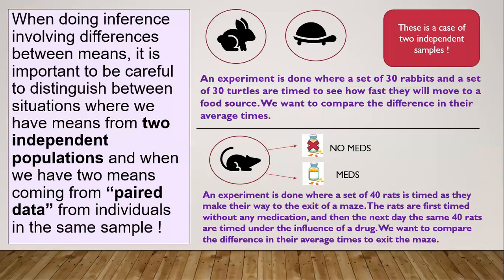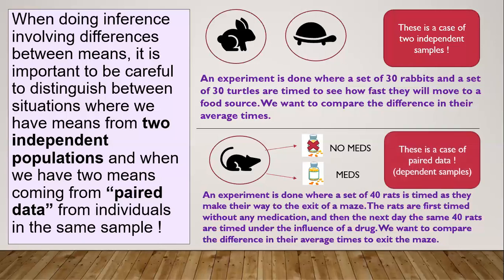Now, in this situation, we don't have two different populations. We have only one population, the rats, and only one sample. And we're taking multiple measurements from the same sample. This is a case of what we call paired data. The samples that we have are not independent of one another, as we had in the case with the rabbits and the turtles. We have paired dependent data.